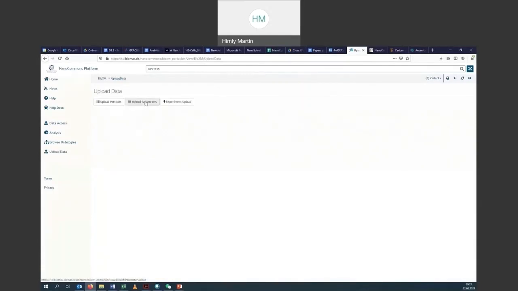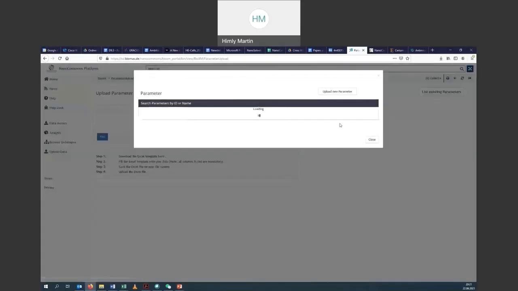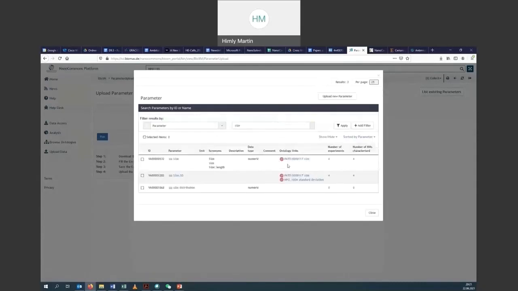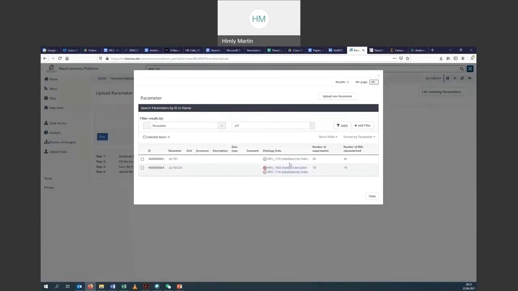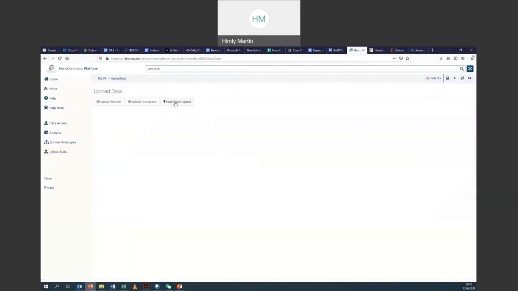What you can do here in the upload parameters button, you can also look up parameters that are there. So for instance, if you're interested in ontology terms, you could, for example, look up size. And here you get the ontology term for size, for example, or PDI, the polydispersity index, ontology terms for such types of parameters. So you look up whether the parameters are already deposited. If yes, then you need not define them. If they are not there yet, you can define your own parameters. But now we go ahead and do upload experiments.